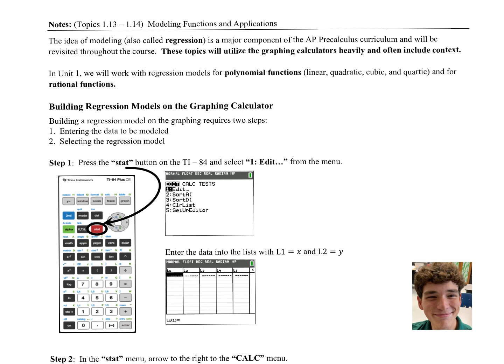1.13, 1.14, modeling functions and applications. We're going to talk about regression models today.